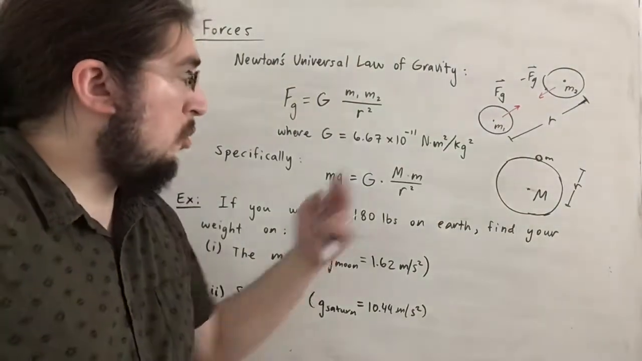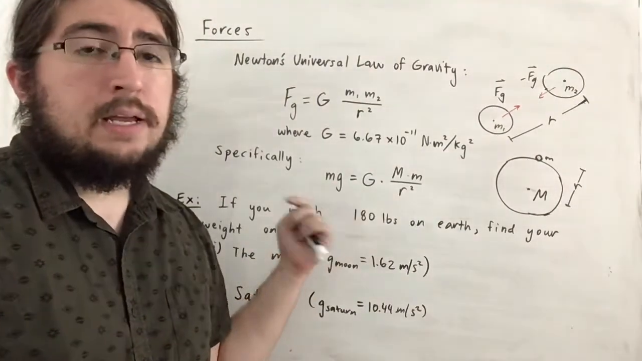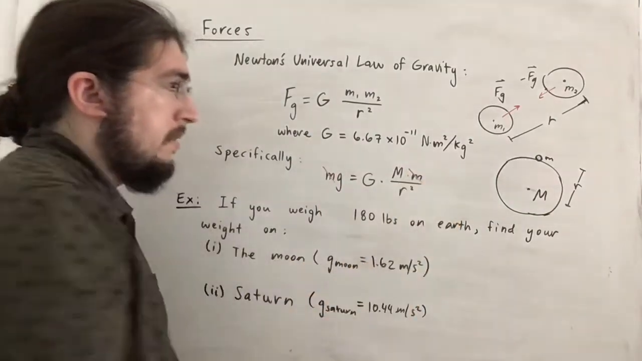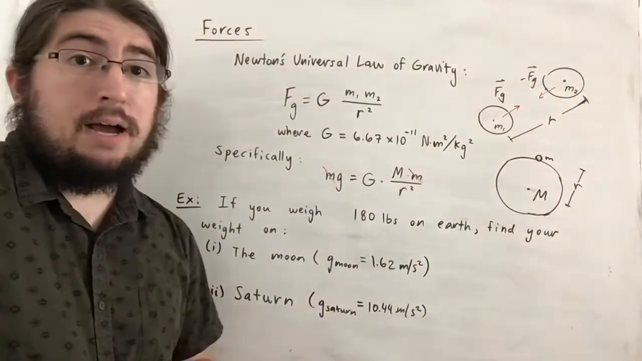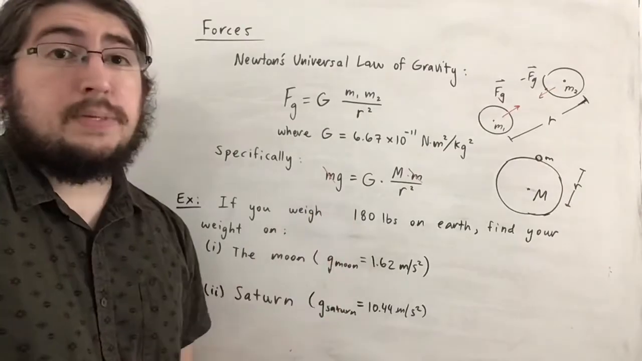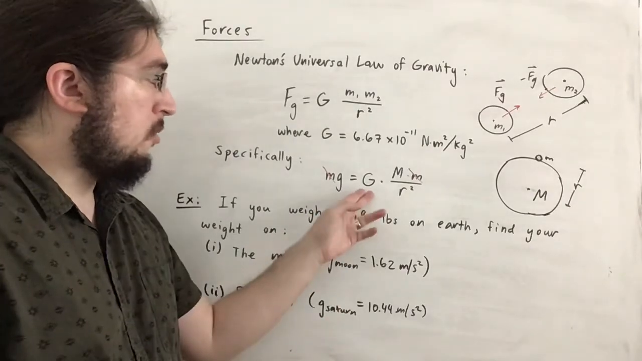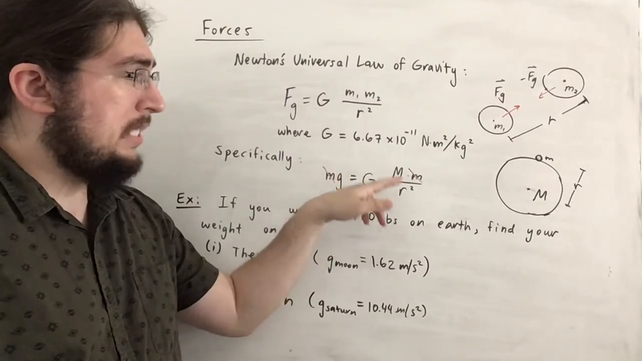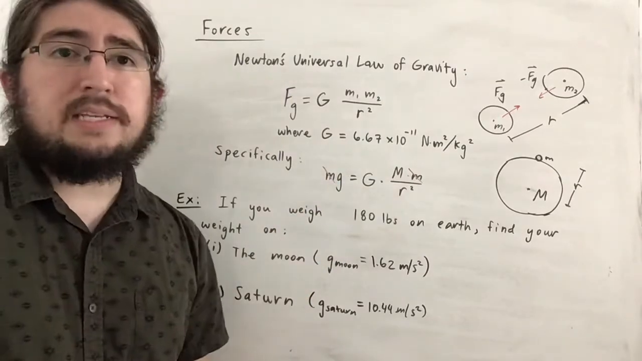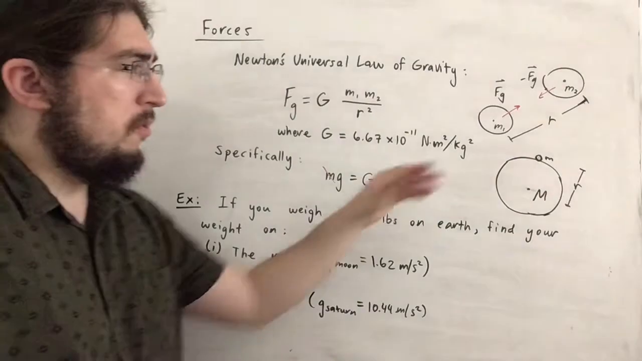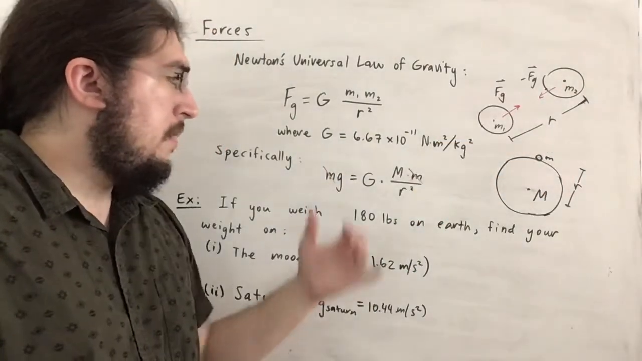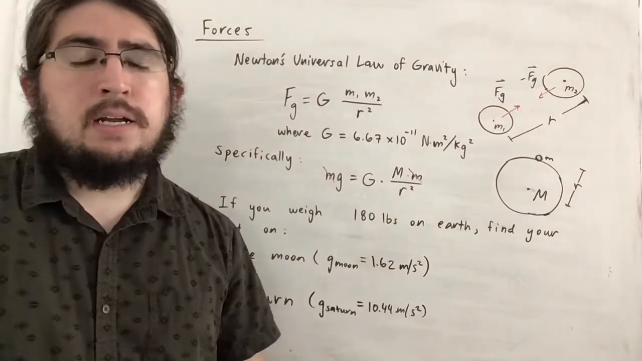Now notice since your weight is given by mass times gravity, the gravity of the planet, you can actually divide both sides by your mass, and you get now a way to calculate gravity of that particular planet. It's just the gravitational constant, G, multiplied by the mass of the planet divided by the radius of the planet squared.